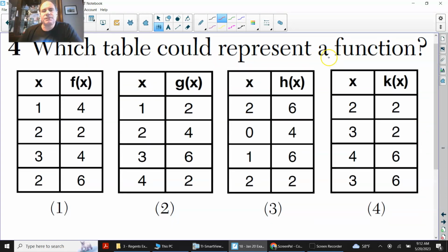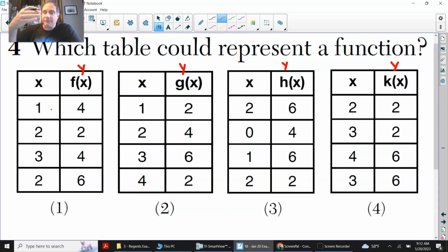All right. Which table could represent a function? Just remember, a function is when every x value has its own y value. I want you to know that the f of x, the g of x, the h of x, the k of x, that is your y. That's your output. The x is always the input. So every x must have its own y.